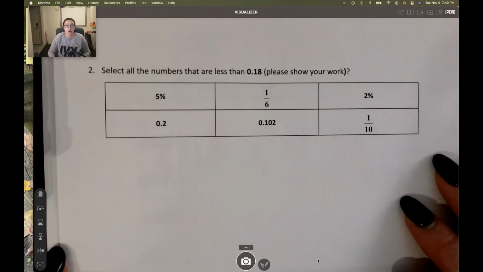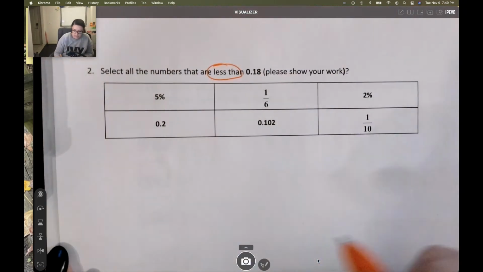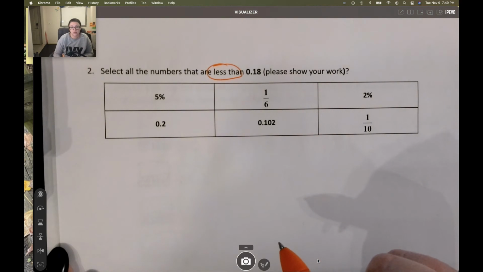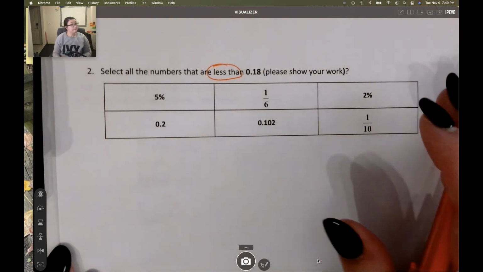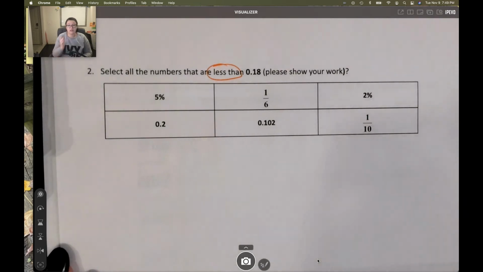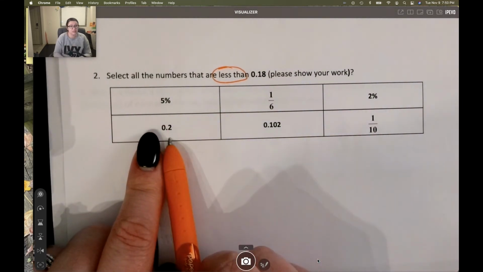Next, it says select all the numbers that are less than, reading's important, less than 0.18. Can it equal 0.18 exactly? No, it cannot. It has to be less than, smaller than 0.18. So let's turn all these into what types of numbers to compare them?